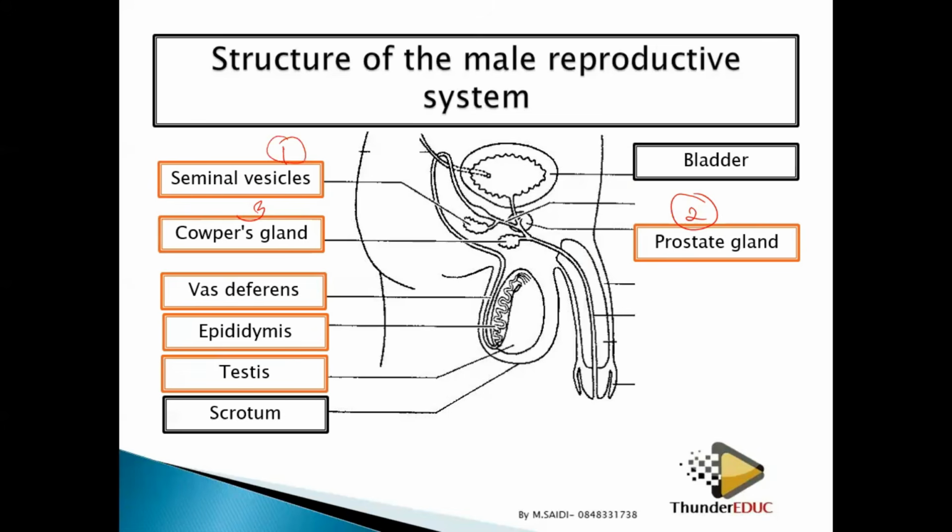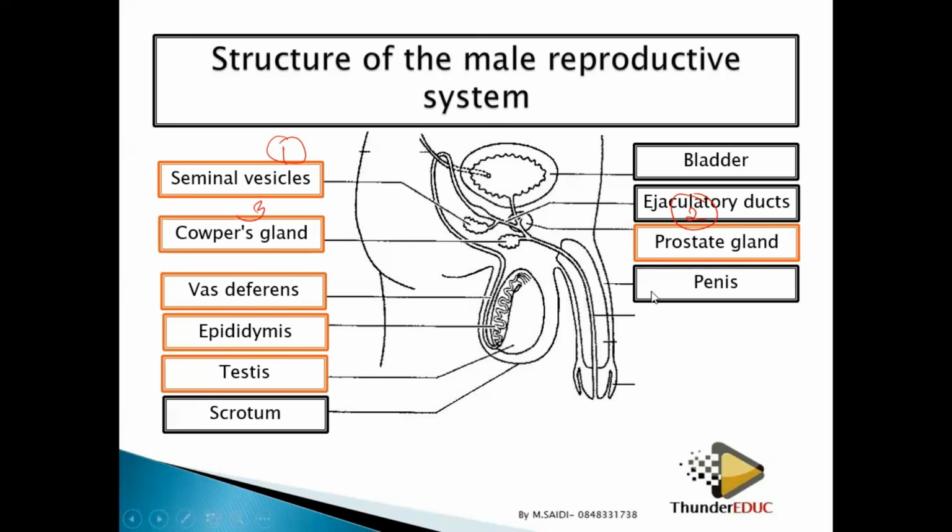But we bring it so that we can show you exactly the position of the bladder versus the position of the prostate gland, because sometimes students confuse the prostate gland with the bladder. Then we have what we call the ejaculatory duct. These are ducts where these other glands release their fluid. So we call them ejaculatory ducts.